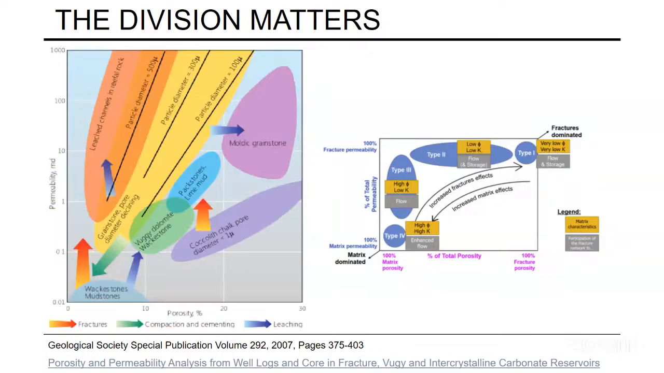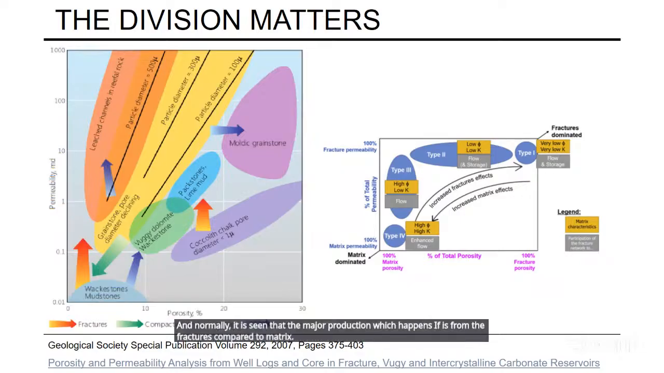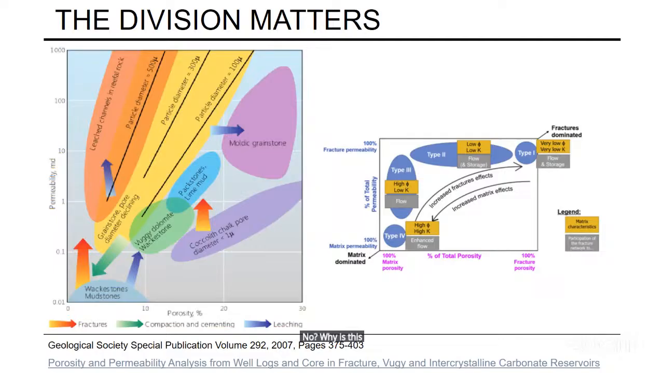Whenever we are talking about fractures, two things come up: the matrix and the fractures. In the MENA region, specifically in a carbonate environment, there is normally a conversation about which is the dominant producer, whether it is produced from the matrix or from the fractures. And normally it is seen that the major production happens from the fractures compared to the matrix. Now, why is this particular slide important?